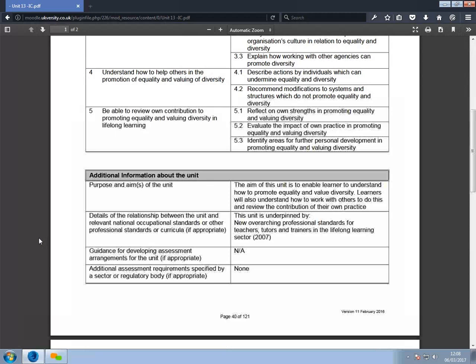The purpose of the unit is to enable the learner to understand how to promote equality and value diversity. Learners will understand how to work with others to do this and review the contribution to their own practice. Even, as I mentioned earlier, programmes now have a separate unit called Diversity and Working with Others. This is an addition to their programmes to make sure that this is embedded.